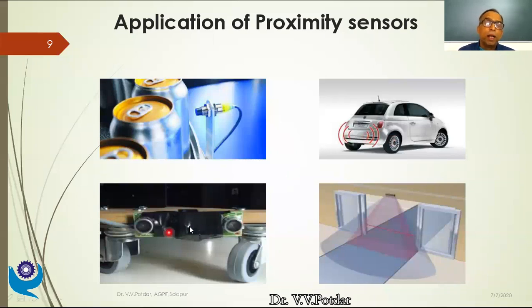And one more, at the shop floor, you'll find material handling vehicles, or maybe automatically guided vehicles. There also I can have my proximity sensors. If the material handling trolleys are moving on the shop floor, and if some obstruction is there in the path, suddenly these proximity sensors will generate a signal and give it to the driving actuator of this vehicle, so that the vehicle can instantaneously stop.